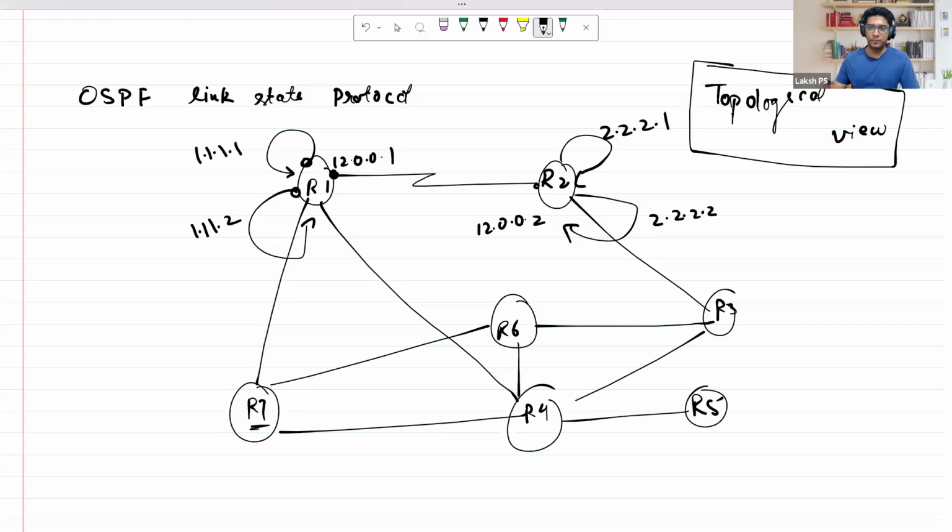All right. Now, as I said, with OSPF being a link state protocol, every router gets a topological view of the whole network.